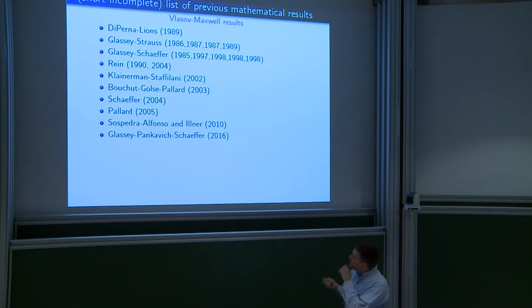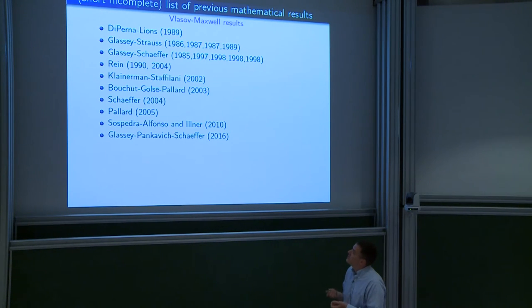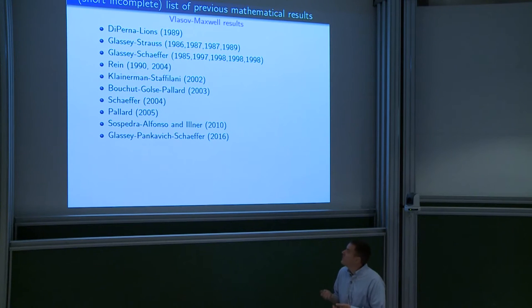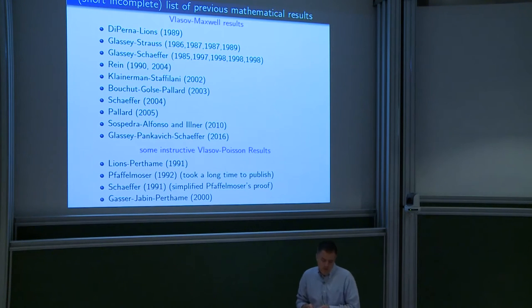And so you have DiPerna-Lions, Glassey-Strauss, and then Glassey-Schaeffer. Strauss was the advisor of Glassey, and then Glassey was the advisor of Schaeffer, and Gerhard Rein comes out of this German school. Actually, I'll tell you about a lot of these papers later on, so let me not mention them in too much detail. You also have results on Vlasov-Poisson. I won't really read the names because in an upcoming slide I'll tell you more about these people and what they did.